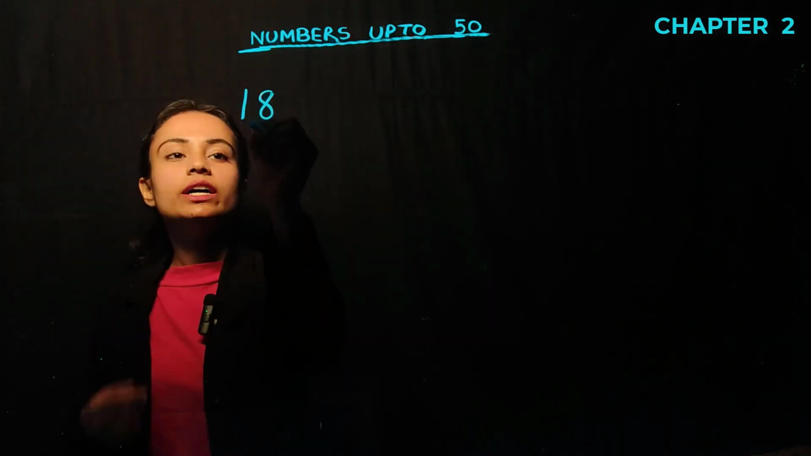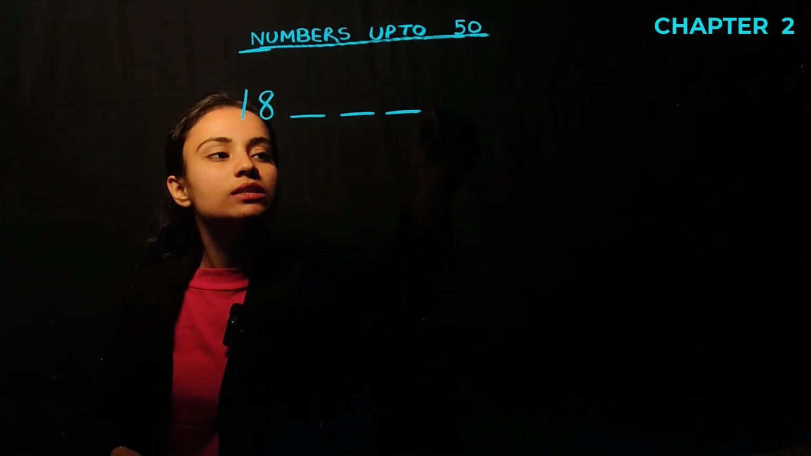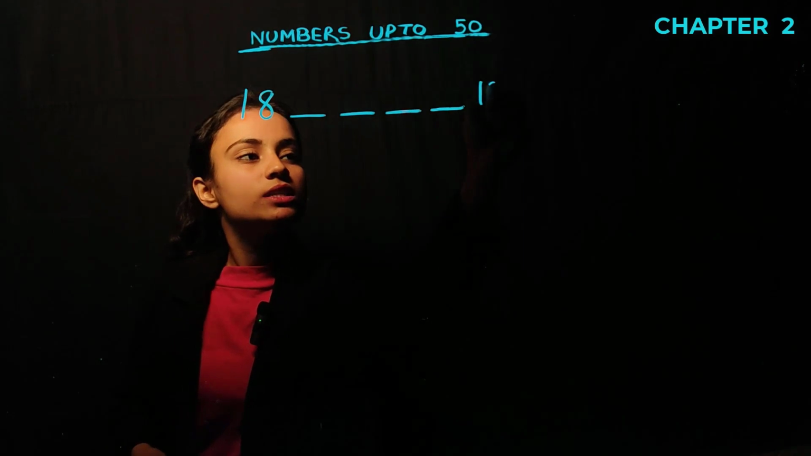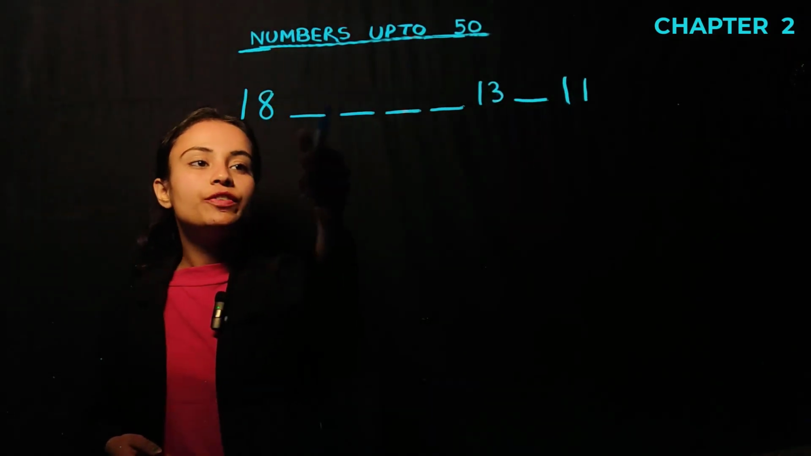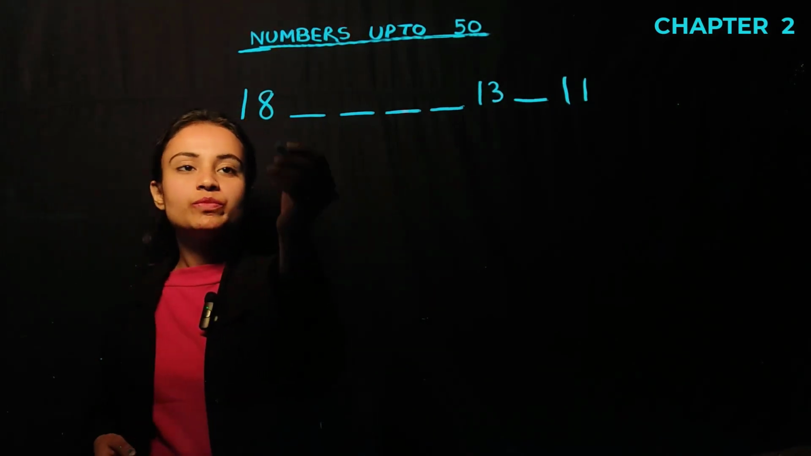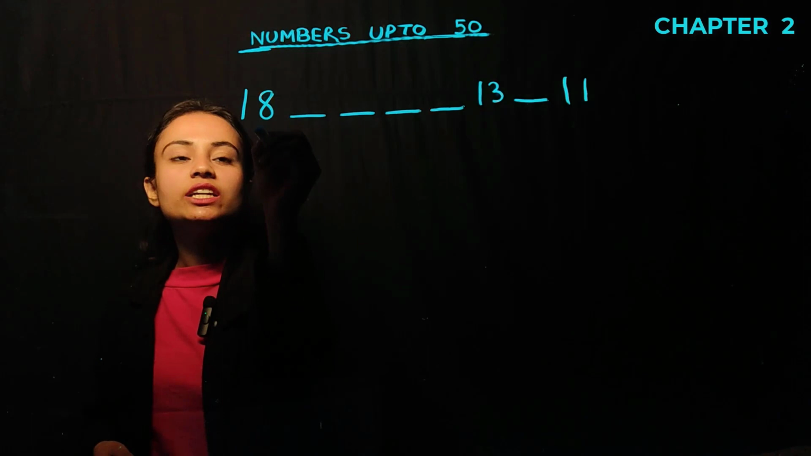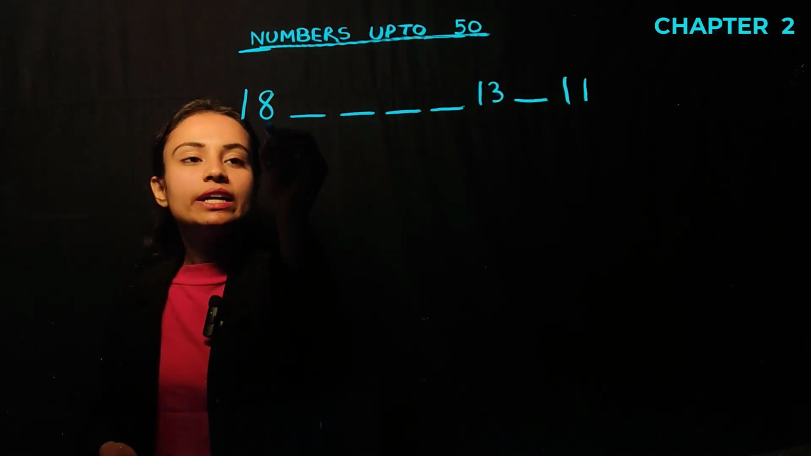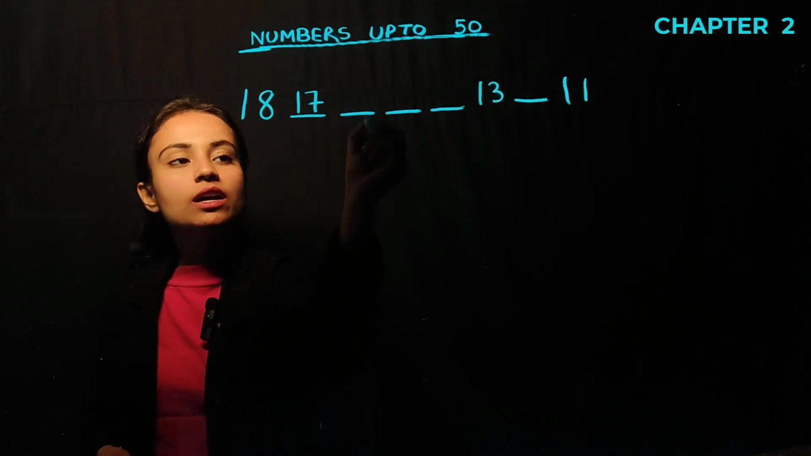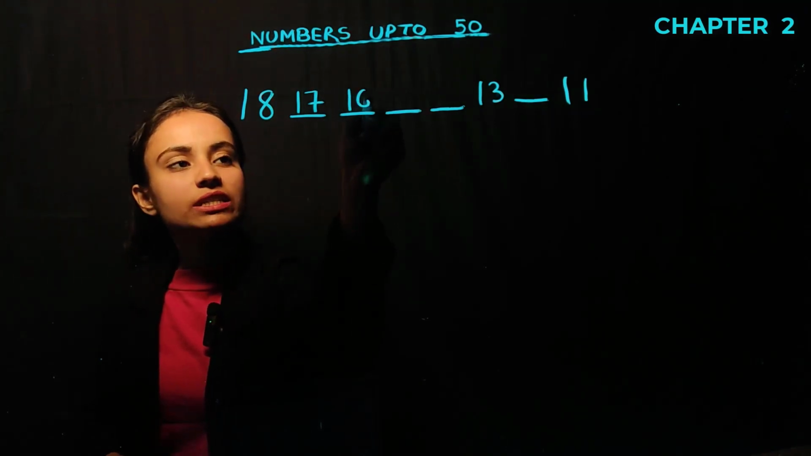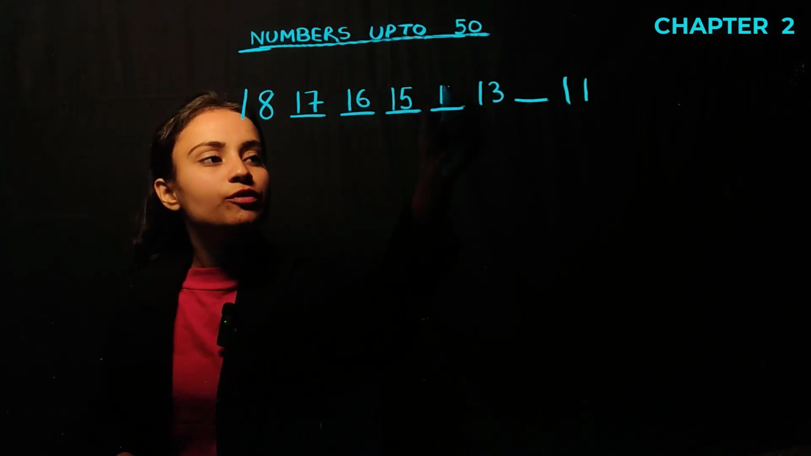Let's see the first part. Here it is 18, then we have 4 blanks, then 13 is written, then we have 1 blank and then 11. So we have to fill these missing blanks. So let's count backward. Let's count together. It is starting from 18. 18, before 18 we have 17, so we'll write 17. Then before 17 we have 16. Then we have 15. Then 14.